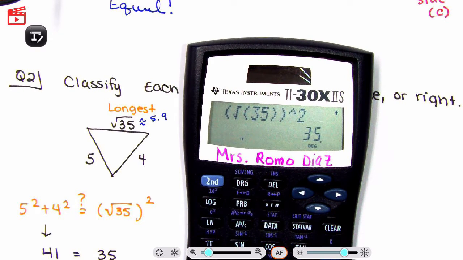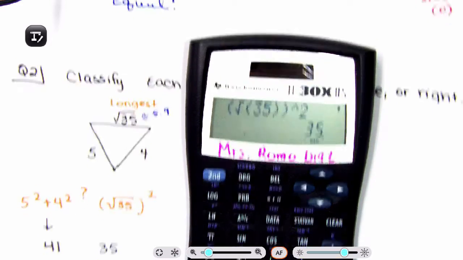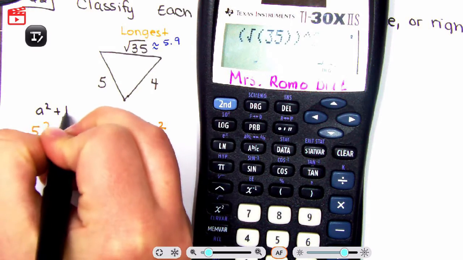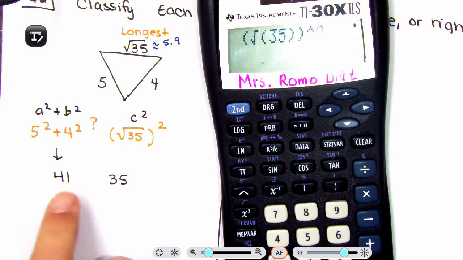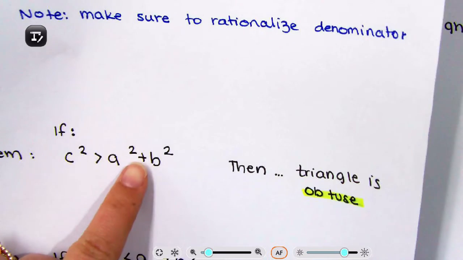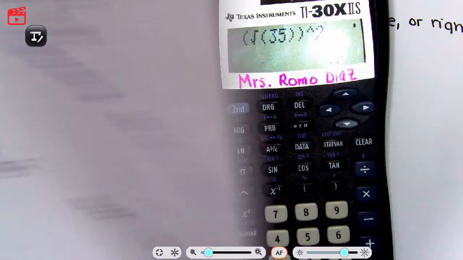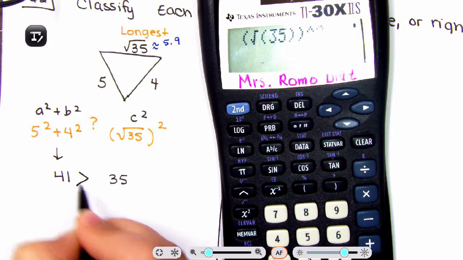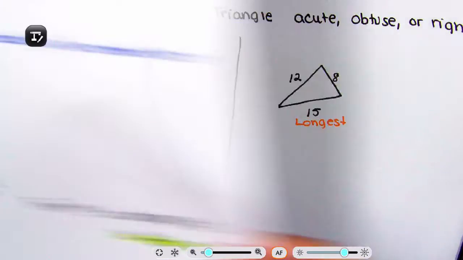Now, I did put an equals, I'm going to erase that because it's not equal. This is your a squared plus b squared. This is your c squared. Now, looking back at our notes, is the sum bigger or is the sum smaller? So the sum, this sum right here, this guy is bigger than 35, okay? That means 35 is smaller, right here.